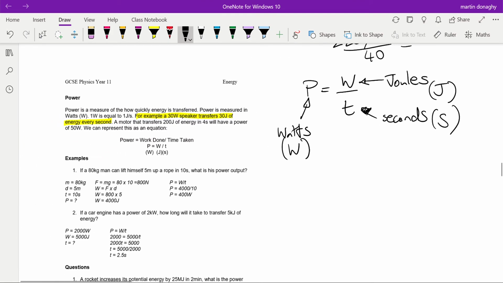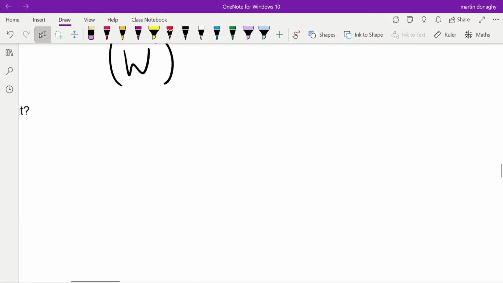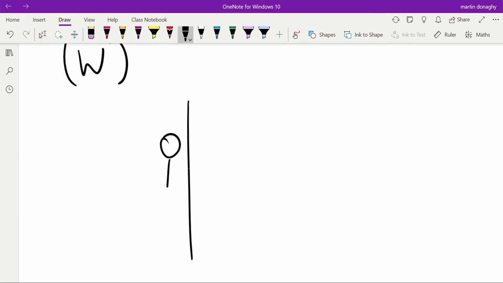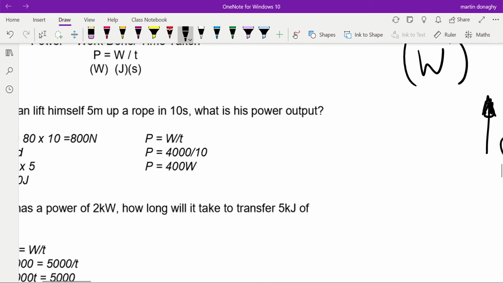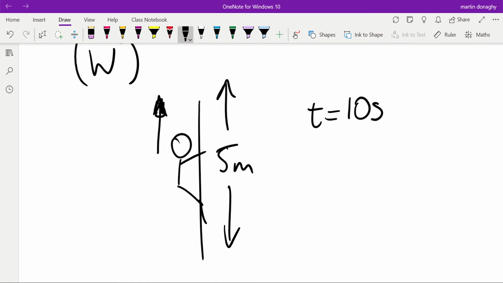Let's look at 2 examples here. So it says an 80-kilogram man can lift himself 5 meters up a rope in 10 seconds. So we have our person who's climbing up a rope, and it is 5 meters in 10 seconds. It takes time of 10 seconds, 5 meters, and this person is 80 kilograms. And we're trying to work out their power.